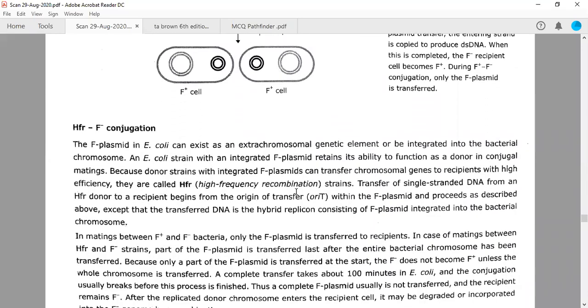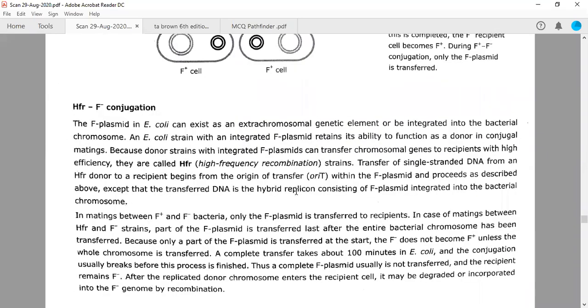So this is very easy to understand, right? Now we will make it a little complex. We will discuss the second type, that is called HFR.